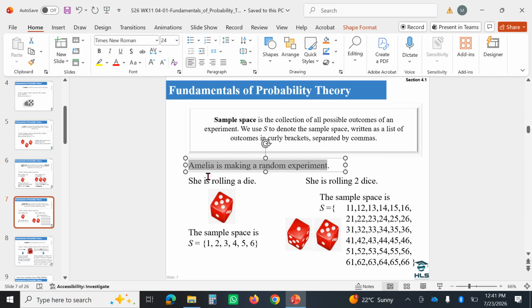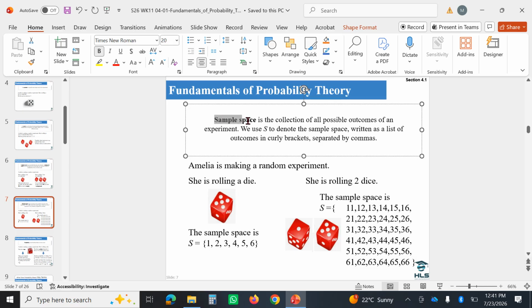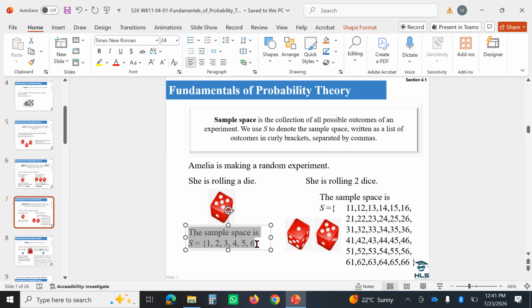Same example, okay? She's rolling the dice. And so you look at the possible outcomes. So sample space, we're referring to all of the possible outcomes that are possible. How many times can I say possible? That's enough. The sample space is, so you'll see here that there's 6 faces on the dice, 1, 2, 3, 4, 5, 6. So, Amelia is going to roll, there's a 100% chance that she's either going to roll a 1, 2, 3, 4, 5, or 6. That's the sample space. If she's rolling 2 dice, though, the sample space is a lot bigger.